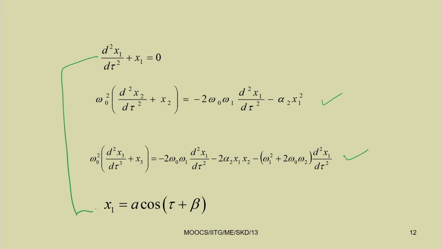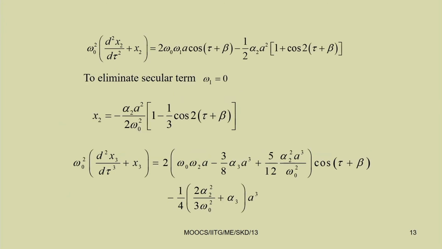The solution of the first equation can be written as x 1 equal to a cos of tau plus beta. Then substituting this x 1 in this equation, you can find the expression for x 2. Here you can see that when you substitute, there will be some terms whose solution leads to the response going to infinity, but in the actual case the response is bounded. Those terms are known as secular terms, and one must eliminate them so that one can get a bounded solution.